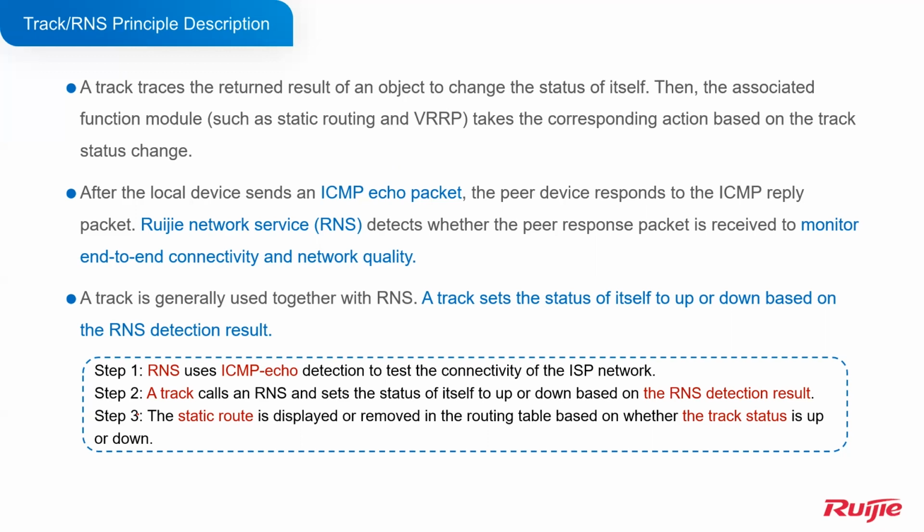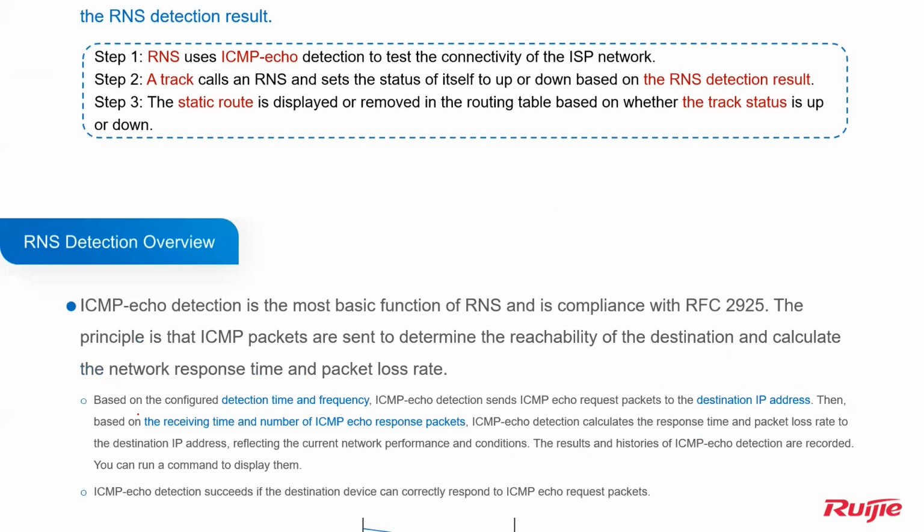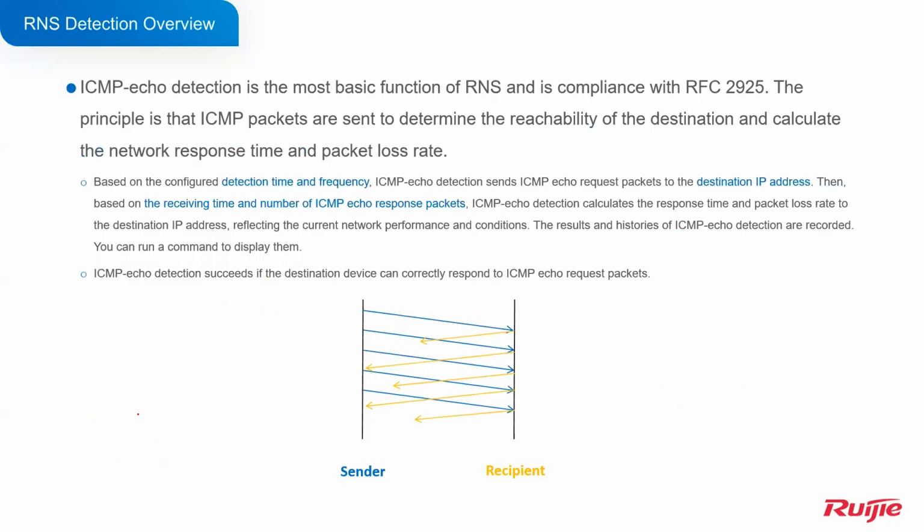So we can tear it into two parts, track and RNS. About the RNS, let's take an overview. RCNP echo detection is the most basic function of RNS. It is compliant with RFC 2925. The principle is that RCNP packets are sent to determine the reachability of the destination and calculate the network response time and packet loss rates.